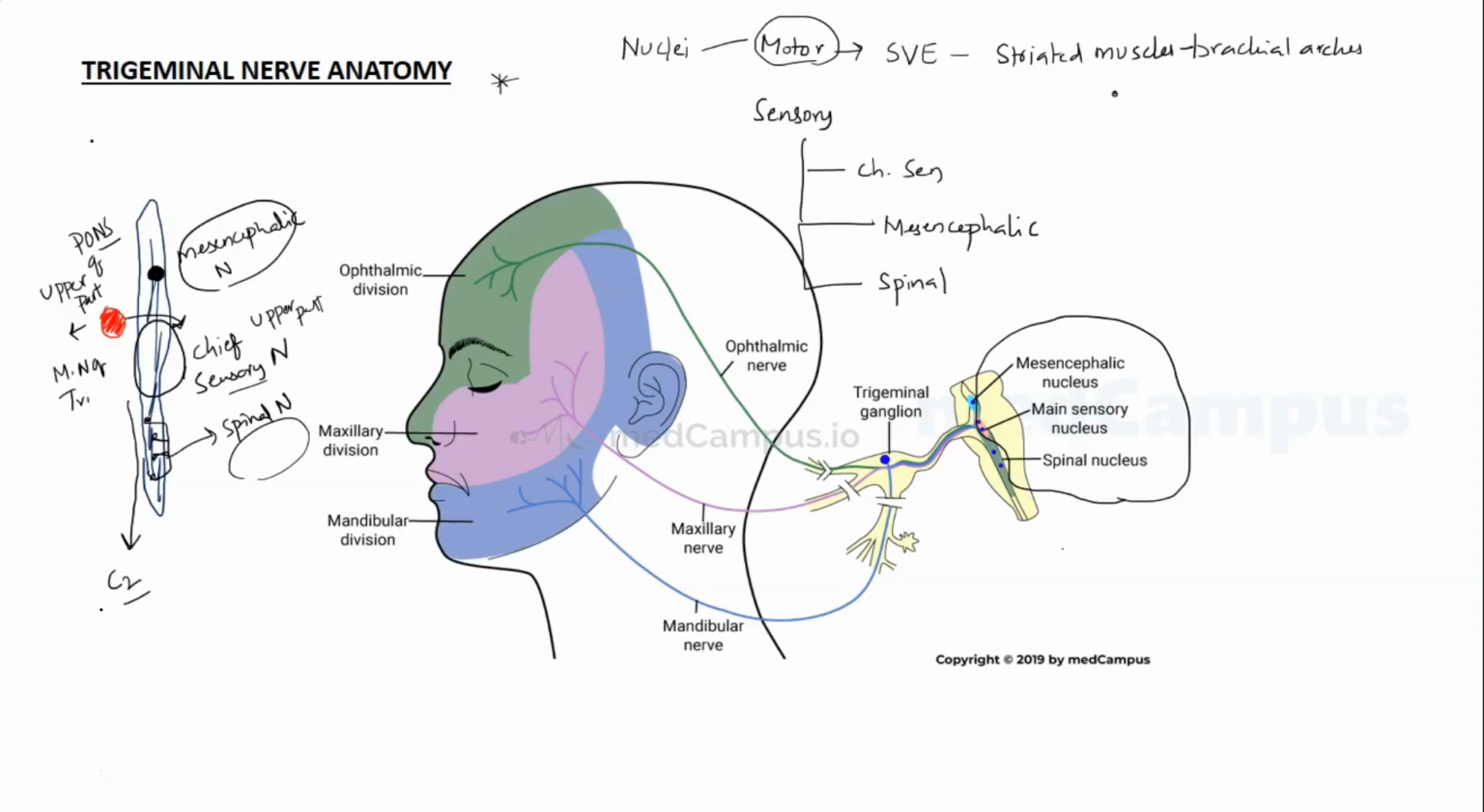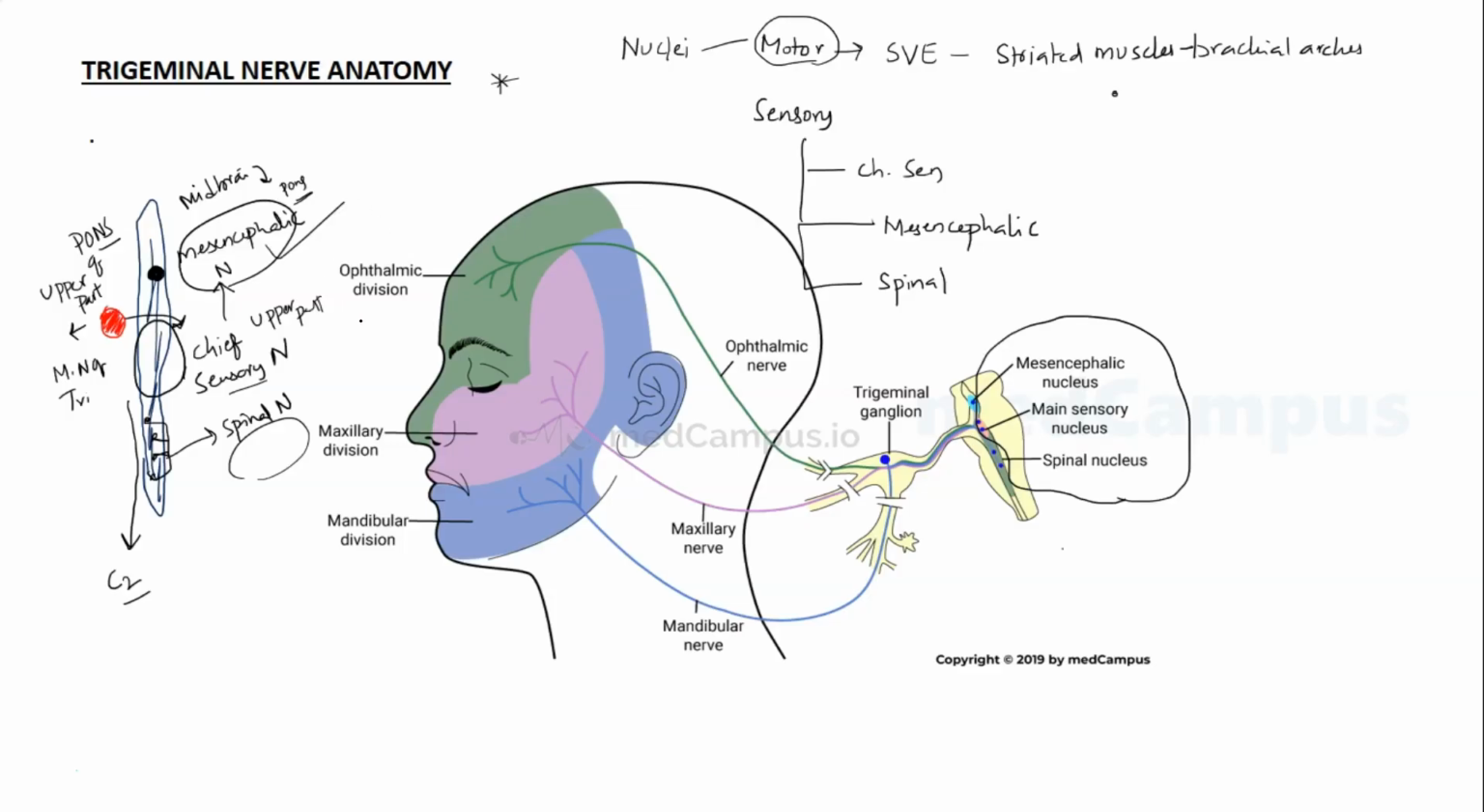Now what are we left with? We also have another nucleus, the mesencephalic nucleus, which lies cranial, at the upper end of the chief sensory nucleus. It lies on top of it, in the region of the midbrain to pons. Because it is extending into the midbrain, we call it the mesencephalic nucleus.